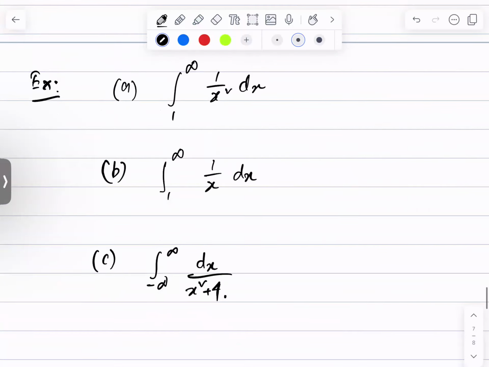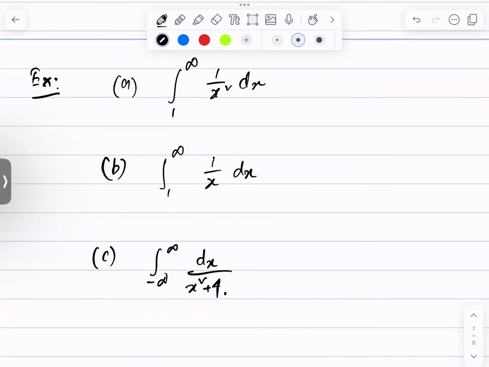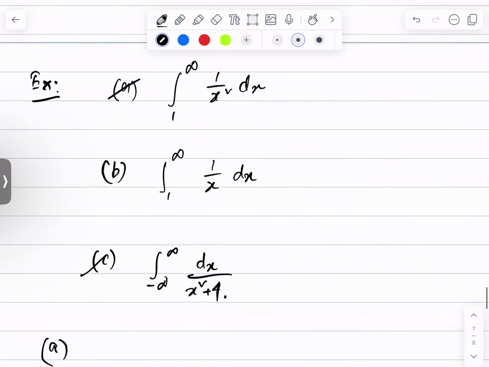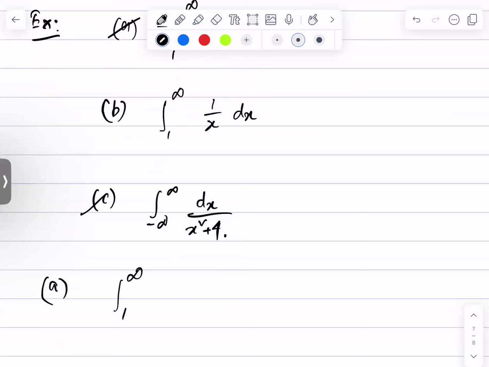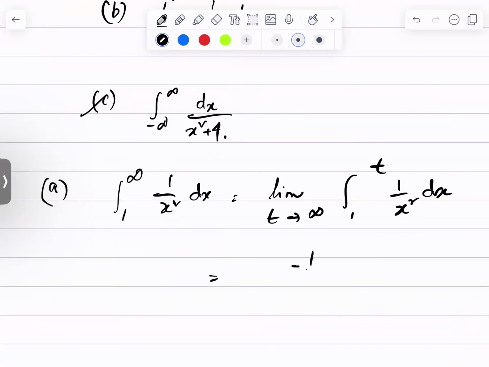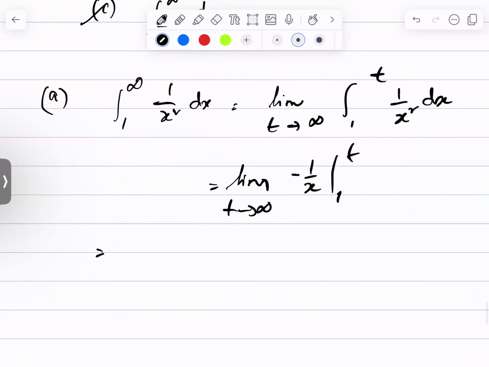Let me go to some examples. Maybe I'll solve A and C. For A, you have the integral from 1 to infinity of 1 over x squared dx, right? So what you should do is limit t tends to infinity, integral from 1 to t of 1 over x squared dx. We know that this is minus 1 over x from 1 to t, with the limit t tends to infinity in front. This is basically minus 1 over t plus 1.